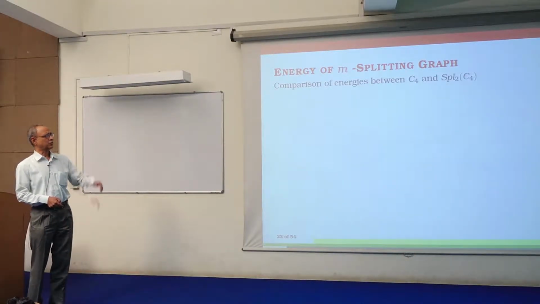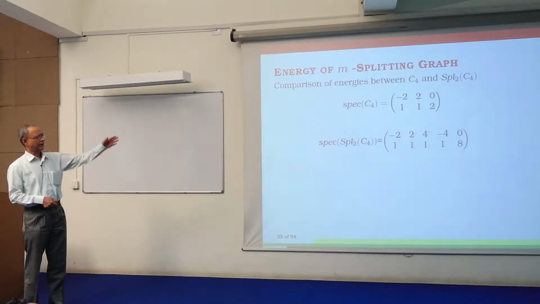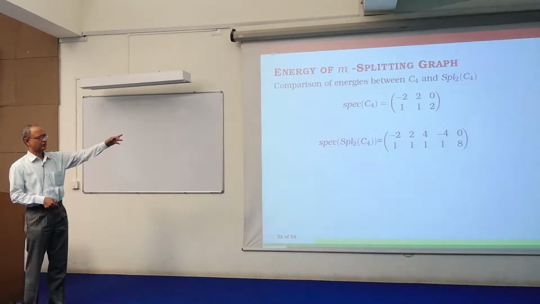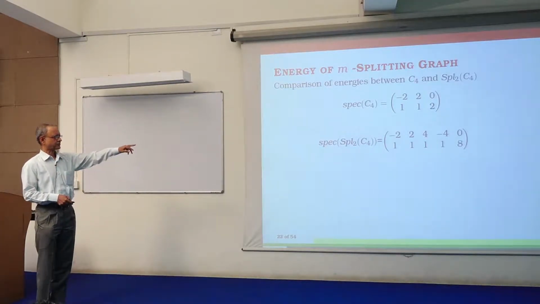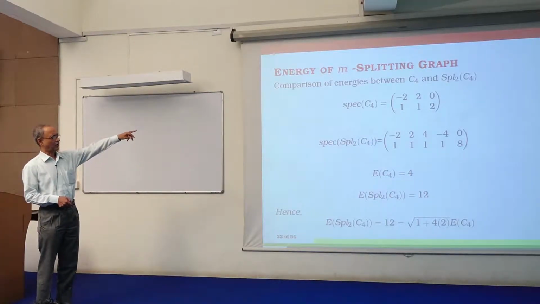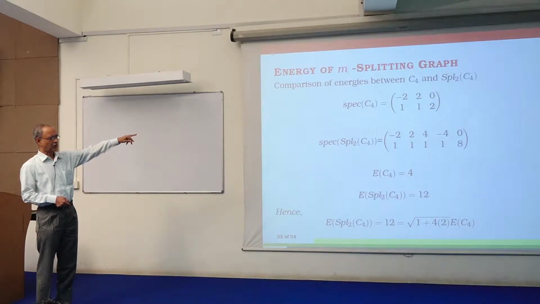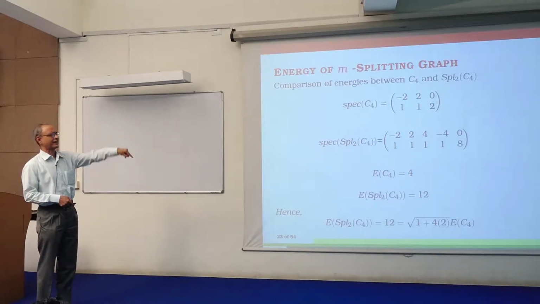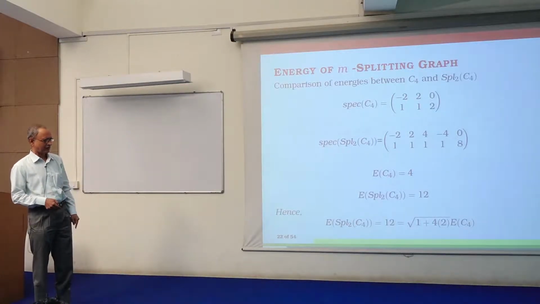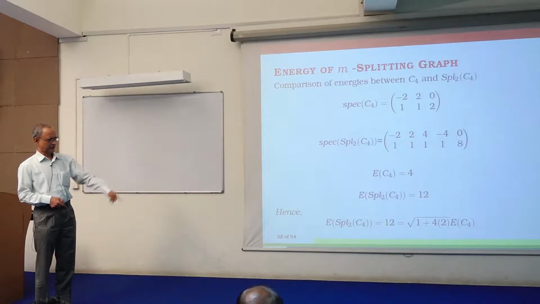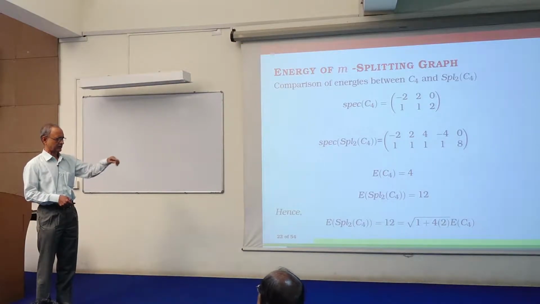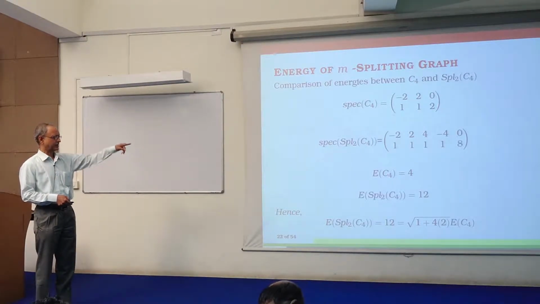Now we state the thing here. We have the spectra of cycle C4 given by this, meaning the energy of C4 is 4, while the energy of the 2 splitting graph of C4 is 12. So it is just shown how it works. Here M is 2 and we have this.